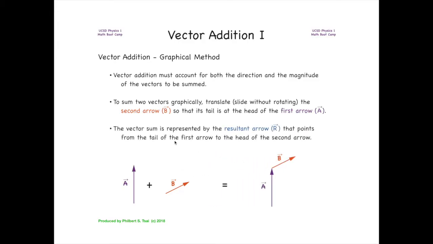If we do this, then the vector sum is represented by the resultant arrow, r, which points from the tail of the first arrow to the head of the second arrow.